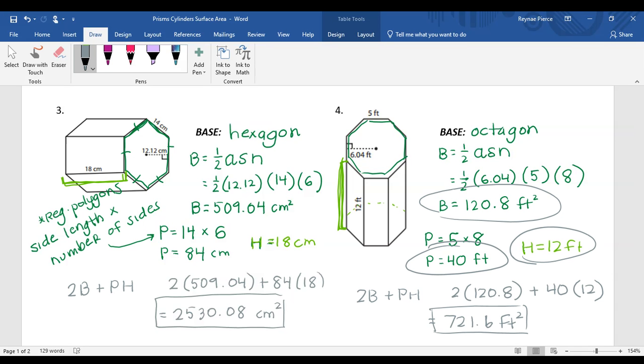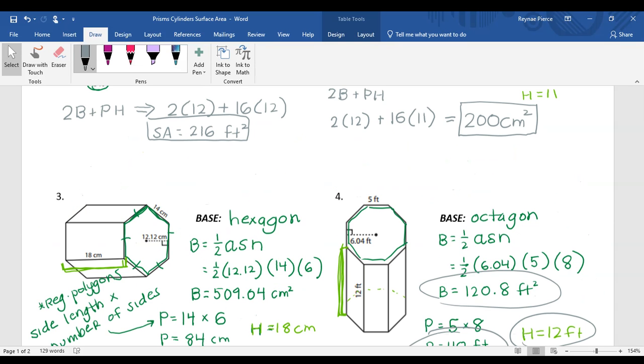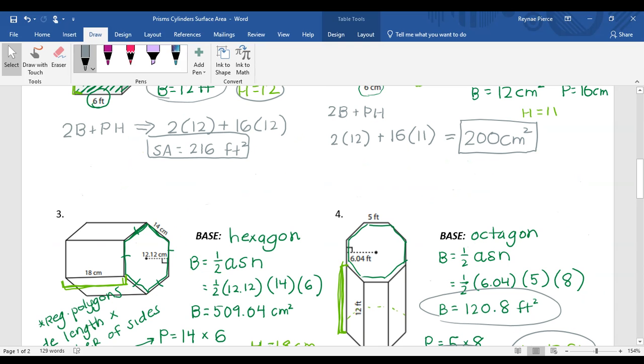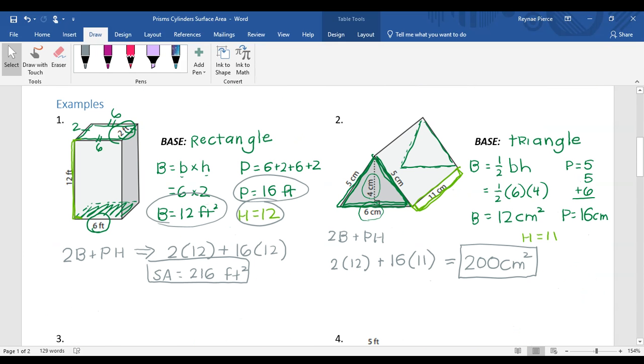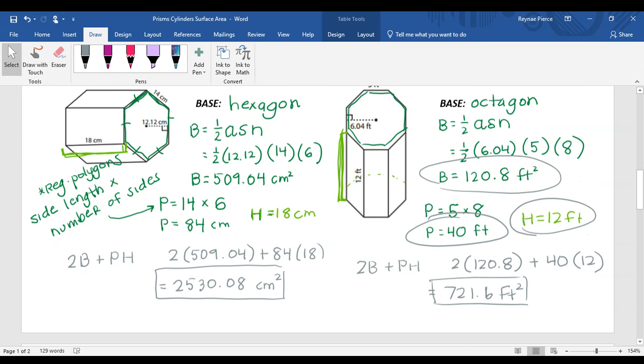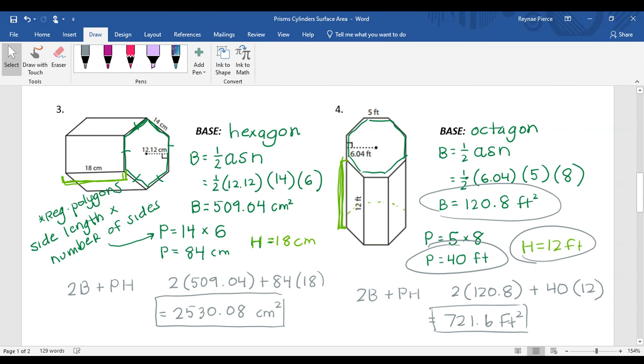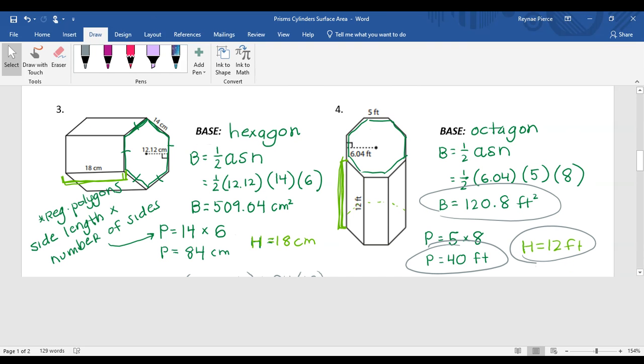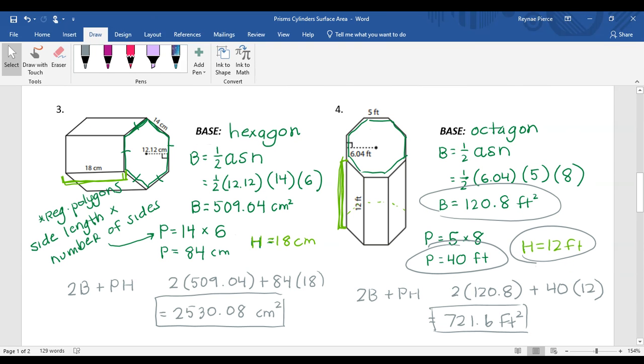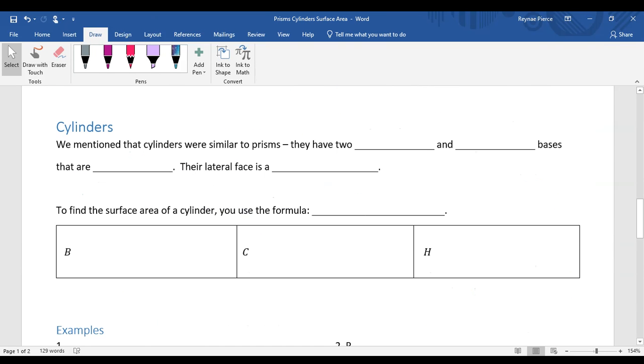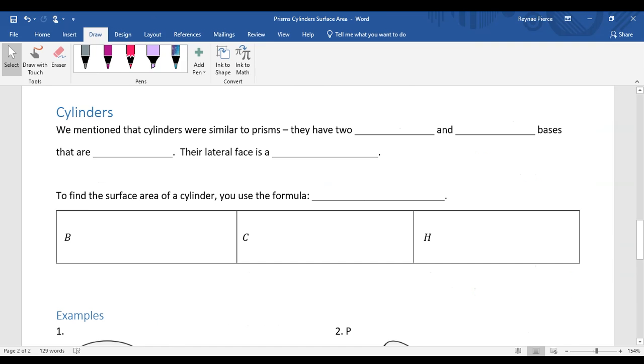Okay. On your practice tomorrow in class, you will have to name the prism itself, not just identify the base, okay? So just remember, we name prisms by their bases. Number 1 would be a rectangular prism, 2, a triangular prism, and then 3, since the base is a hexagon, hexagonal prism, and 4 would be an octagonal prism. Okay, so again, we'll practice that in class tomorrow. But for now, we're going to talk about cylinders.